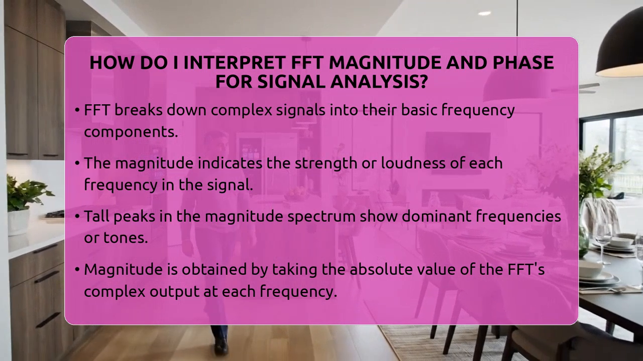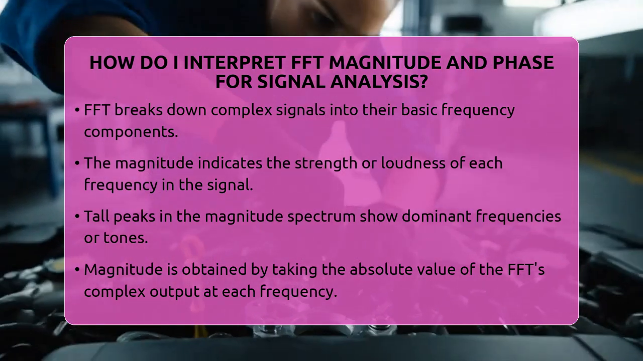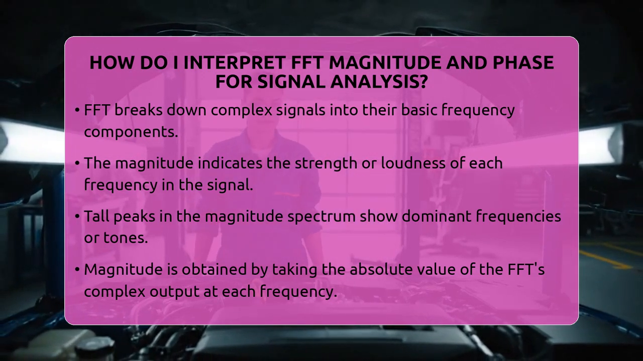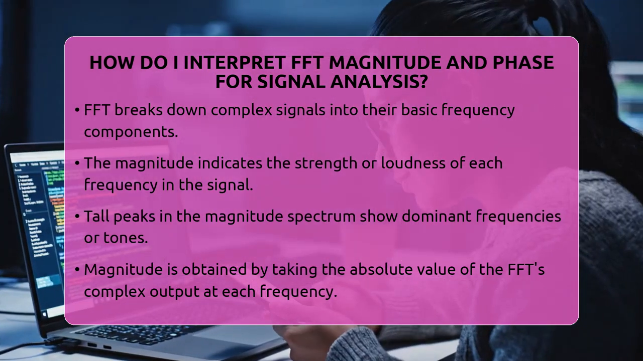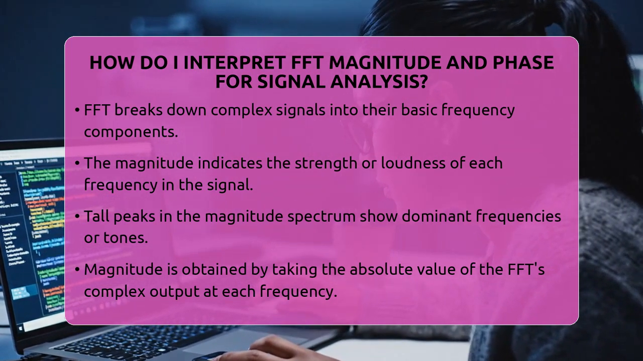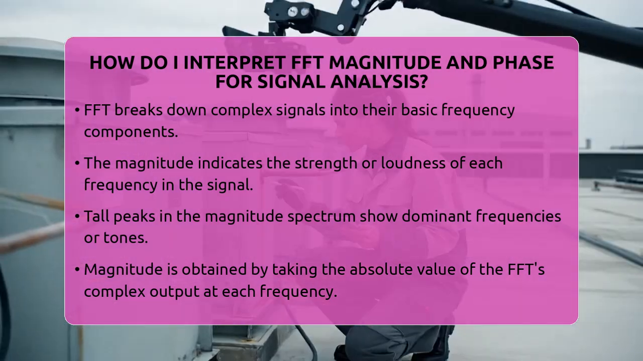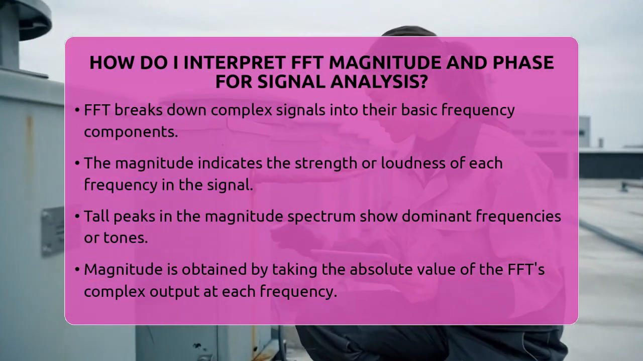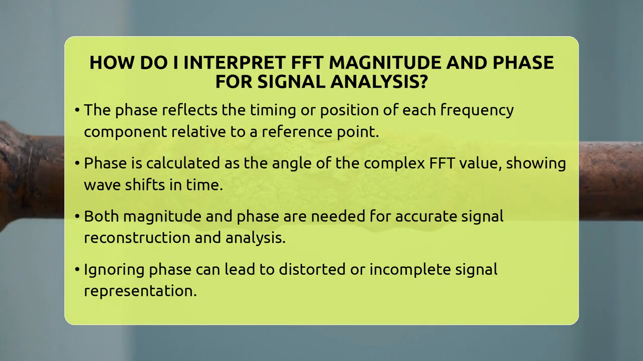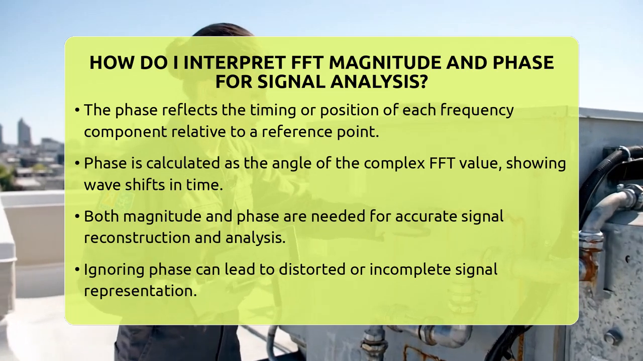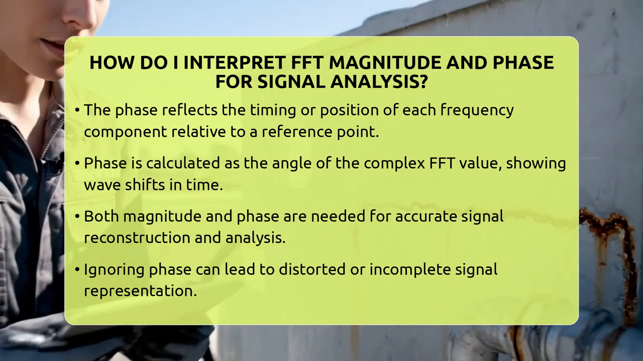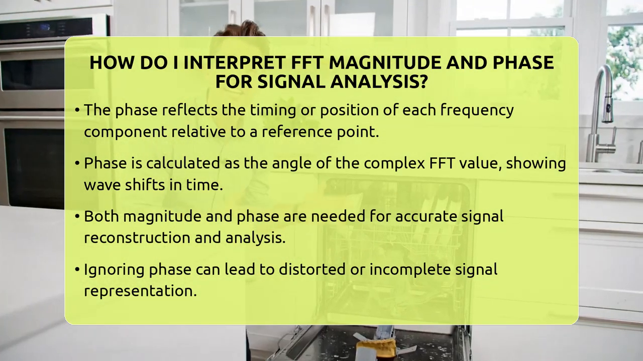First, think of the magnitude as the strength or loudness of each frequency component in your signal. If you see a tall peak at a certain frequency, it means that frequency is very present or dominant in your original signal. For example, in audio signals, a high magnitude at a specific frequency might mean a musical note or a tone is playing loudly. To get this magnitude, you take the absolute value of the complex number that the FFT produces at each frequency. This helps you identify which frequencies carry the most energy or power in your signal.